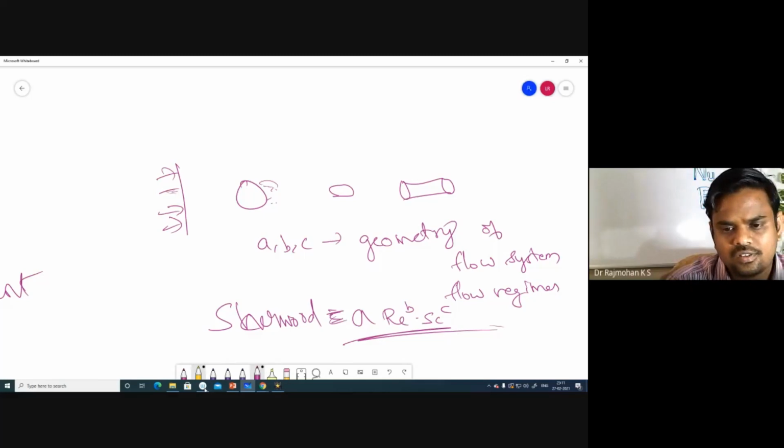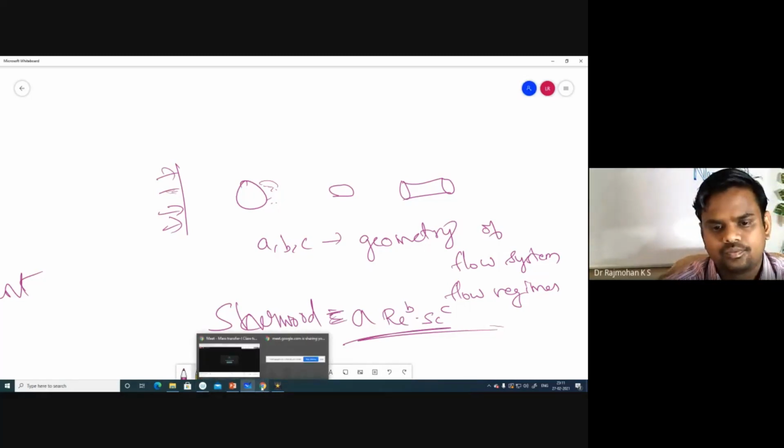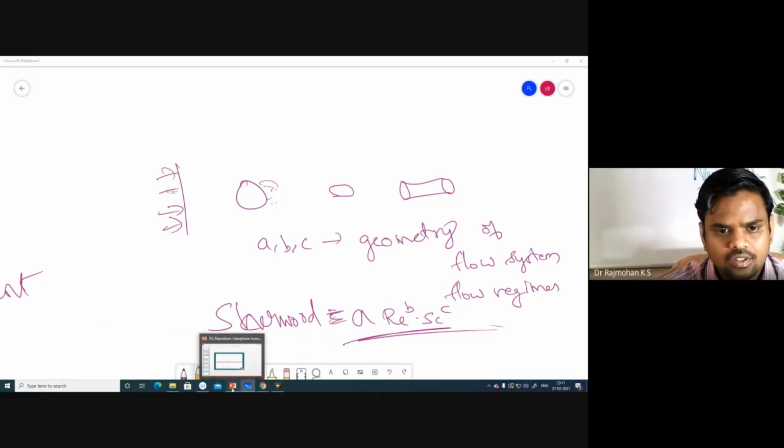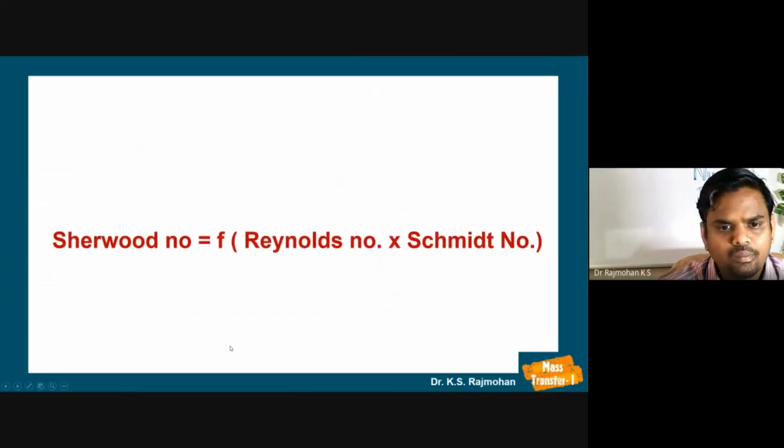Determining these a, b and c has to be done through experiments, which will help us to evaluate the mass transfer coefficients. So the experiments are needed to determine the mass transfer coefficients. Now we have the Sherwood number equal to a function of the Reynolds number and the Schmidt number.